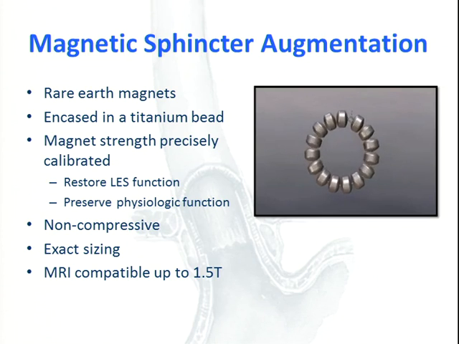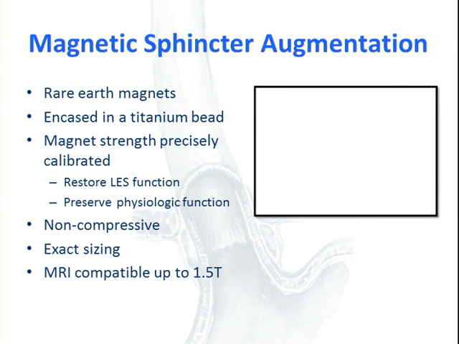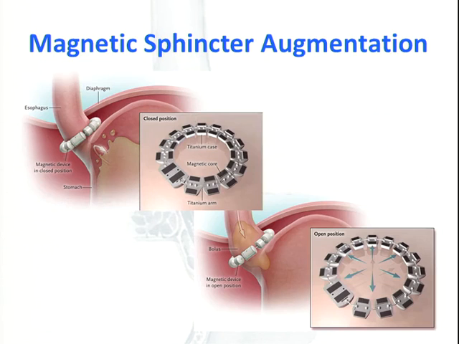Anybody remember the Angelchik device? Essentially it was like a lap band placed around the GE junction. The problem is it didn't stay there, so it went away. I think it was in the early 70s. For the magnetic device, there are different sizes for the esophagus, and it's MRI compatible, which is good because you're putting in an implant and they can still have an MRI, up to 1.5 Tesla.